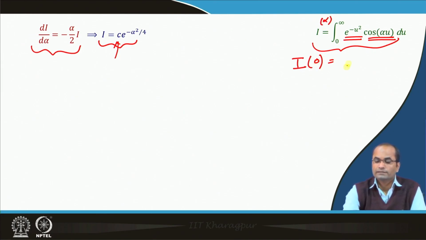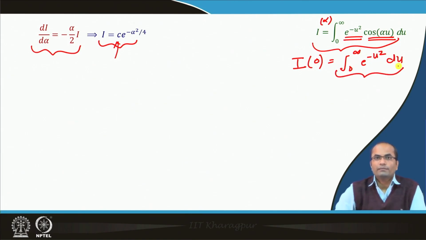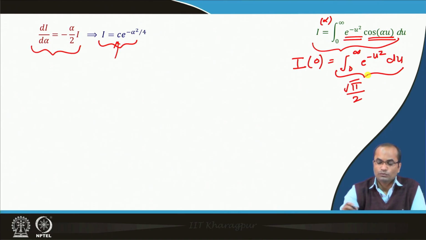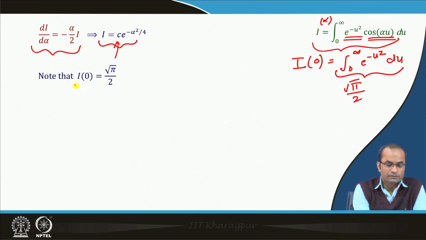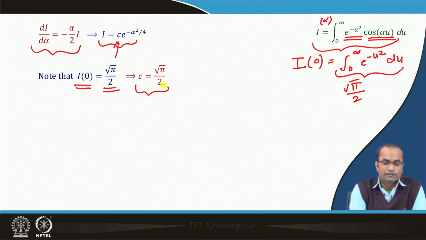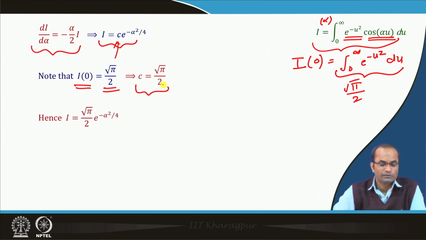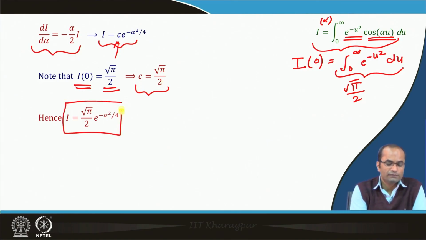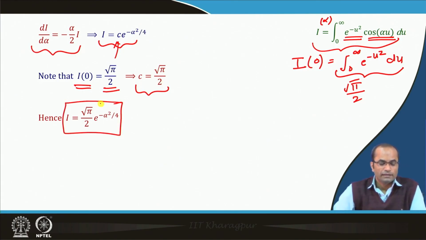So, if we take I at 0, then 0 to infinity we have e power minus u square, cos 0 is 1, and then we have du, and this integral we are familiar with. The value of this is square root pi by 2. So, we can use this I naught as square root pi by 2, which can give us this c again square root pi by 2, and putting this in the integral back, we have I as square root pi by 2 e power minus.